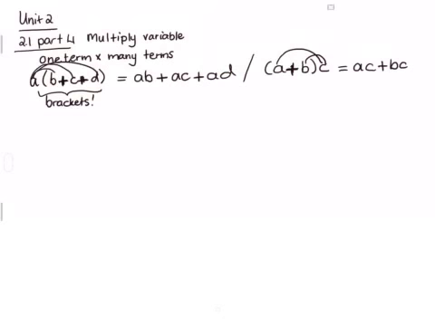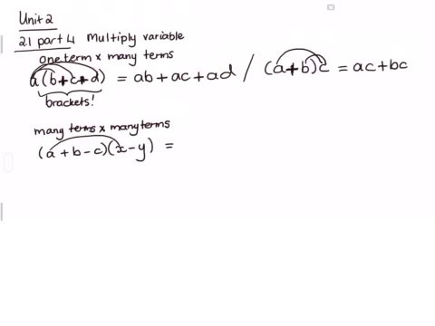Okay, let's look at many terms times many terms. It is pretty similar to what we've done now. We must just make sure that each one had a turn to be multiplied by each one. So say for instance I've got A plus B, let's make this a minus C times an X minus Y. You start with your A and you multiply it by the X.